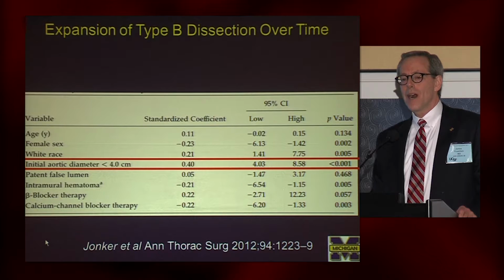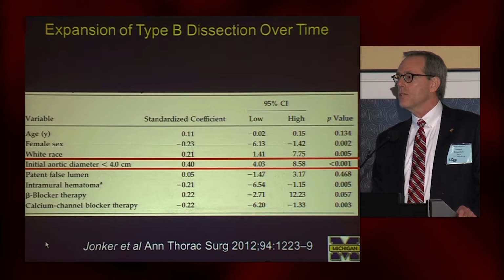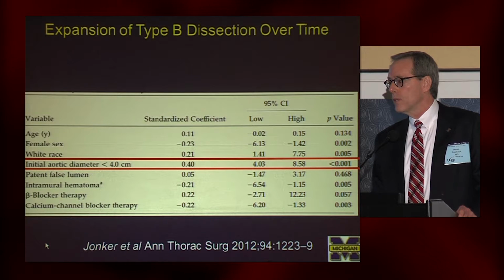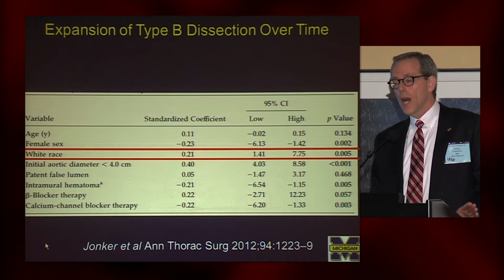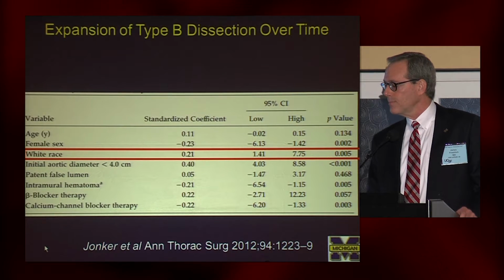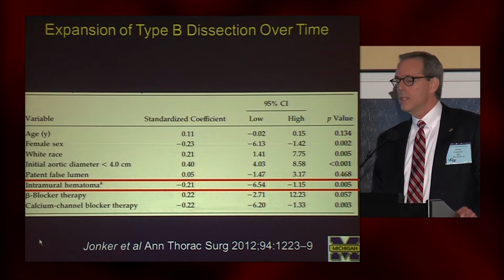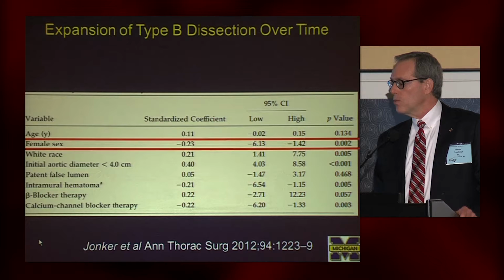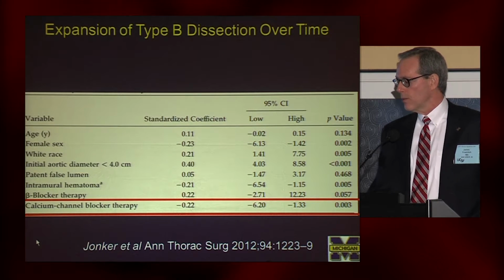Small aortic size in the type B dissection survivors is actually associated with increased risk of expansion subsequently, as is white race. Not a good comparison because we had only small numbers of non-white subjects. Intramural hematoma was associated with a decreased likelihood of expansion, as was female sex and, again, calcium channel blocker therapy chronically.